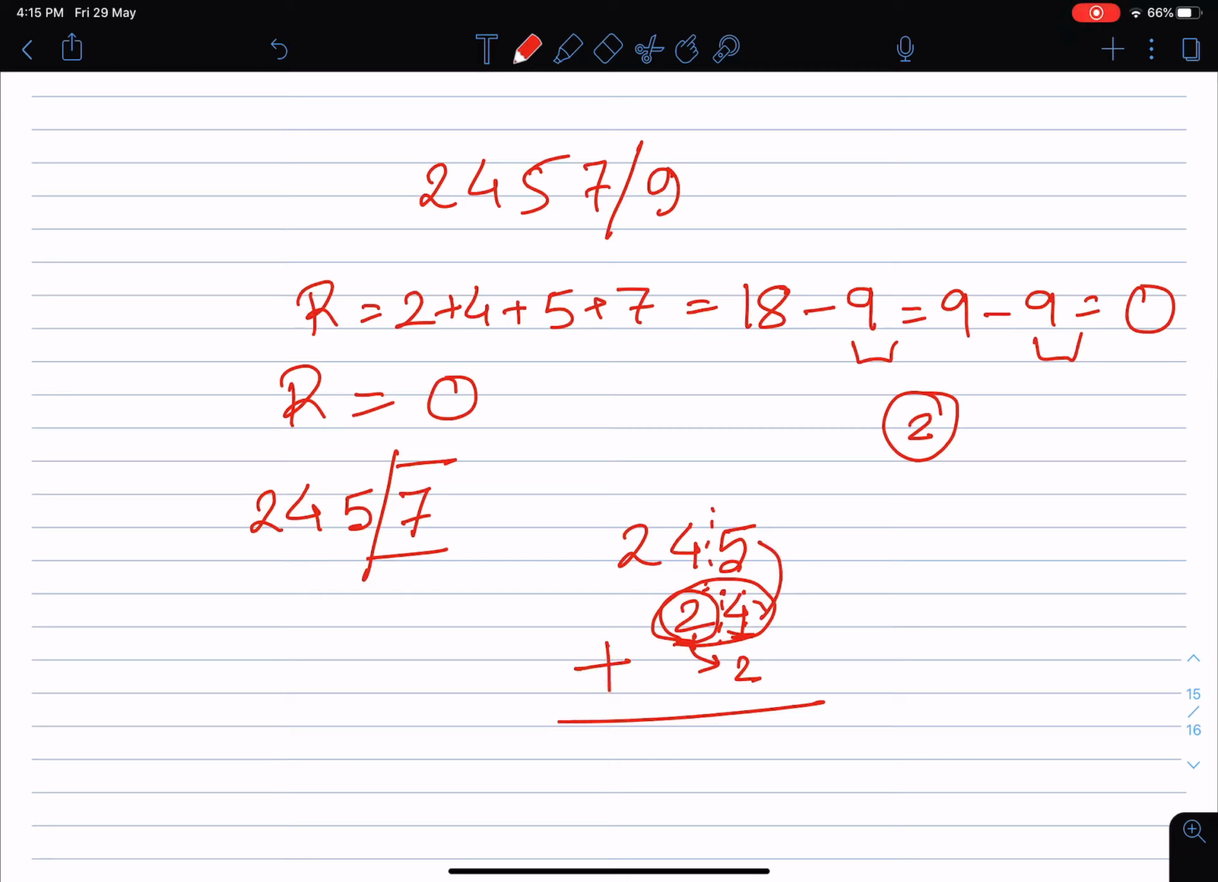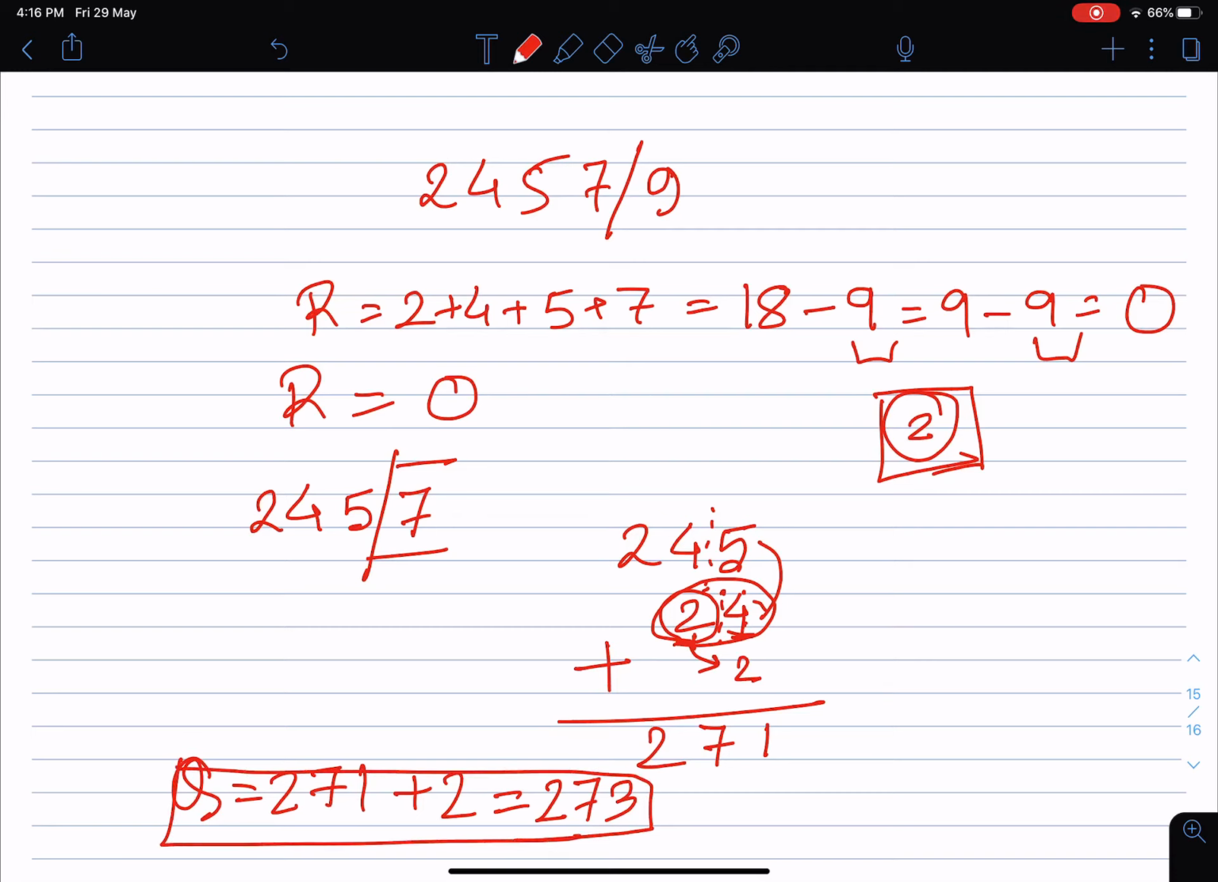Now we're going to add up all the numbers. So what will be there? 9 plus 2 will be 11, then 6, 7, then 2. So my Q will be 271, and remember that we have subtracted 9 twice, so this 2 will be added here, and the final result will be 273.